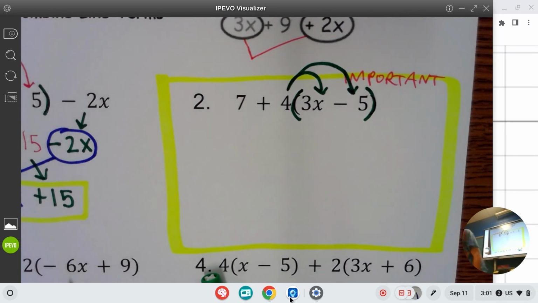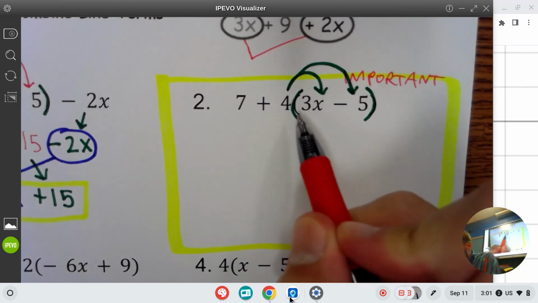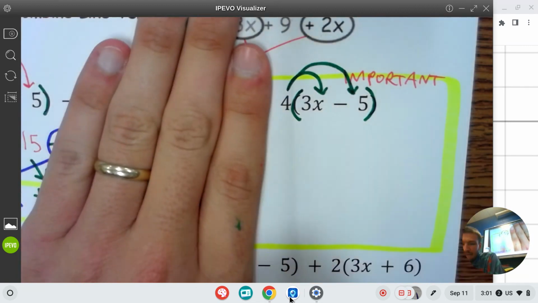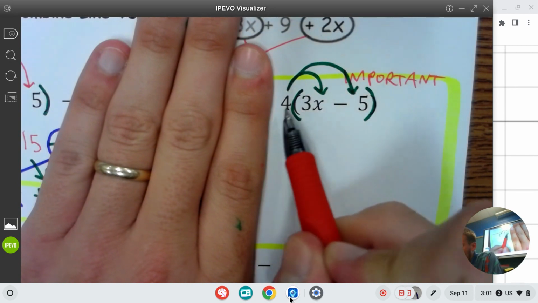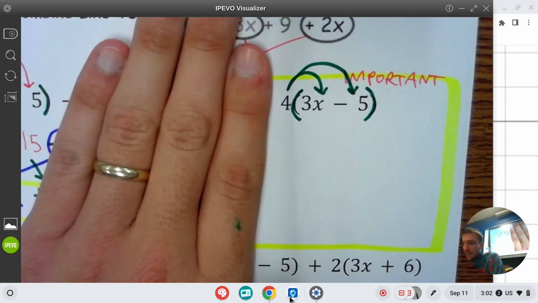So if we're going to distribute first, we're going to draw arrows from that 4. Welcome back. Make sure that you're keeping up. Make sure that your paper is looking like mine. Make sure you're drawing the arrows that look like mine. Again, this is a question that is in a box that says important, so you might want to take it super serious. What is, ignoring the 7, what is 4 times 3x?